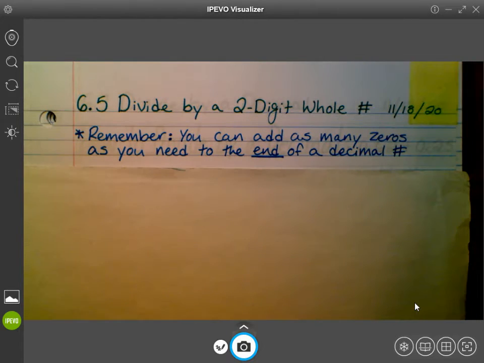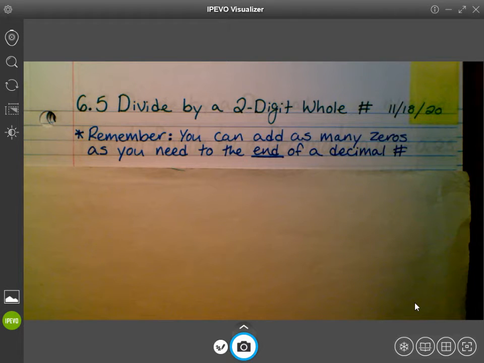Why do you think I underlined the word end? Frankie? Why does it say on the title divided by a 2-digit whole number, but then there's a decimal? Because the number we're dividing by is a whole number, but the number we're dividing is a decimal. Just like yesterday. Okay, we were dividing by whole numbers, but we were dividing up a decimal number.